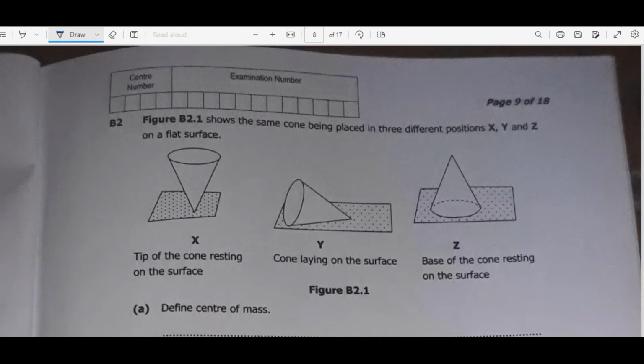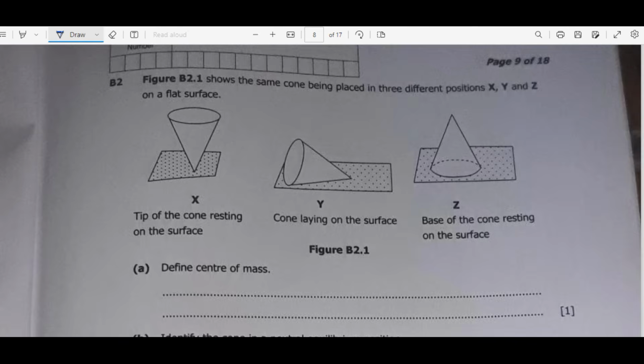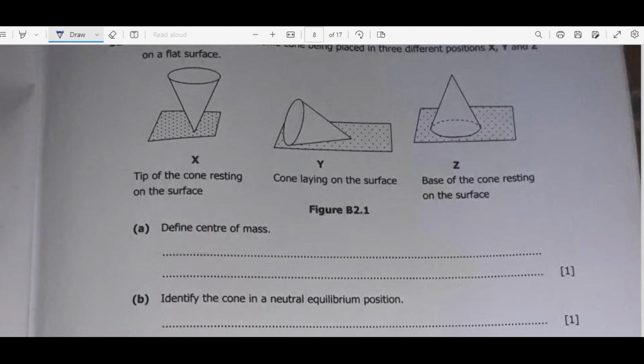Okay, so we move on to question 2. Figure B2.1 shows the same cone being placed in 3 different positions, X, Y, and Z, on a flat surface, with the tip of the cone resting on the surface. So we have X, cone laying on the surface. Okay, then the first question is define the center of mass. So what is the center of mass?